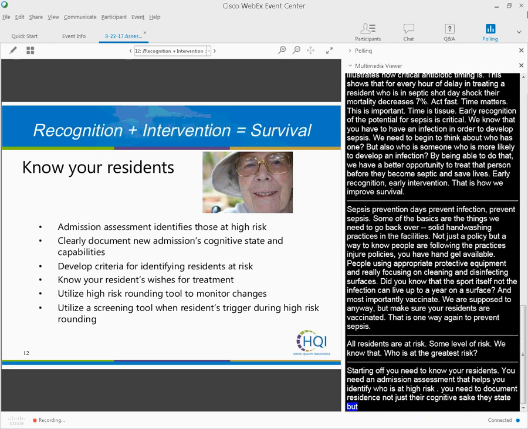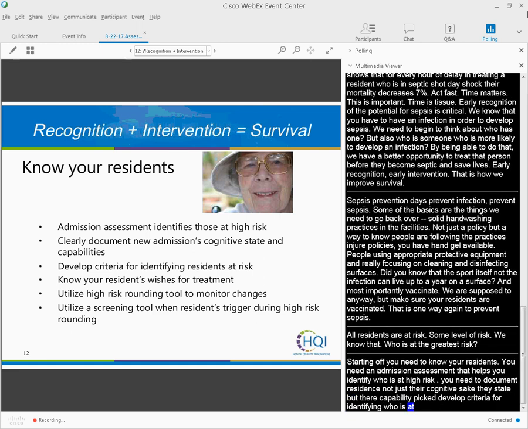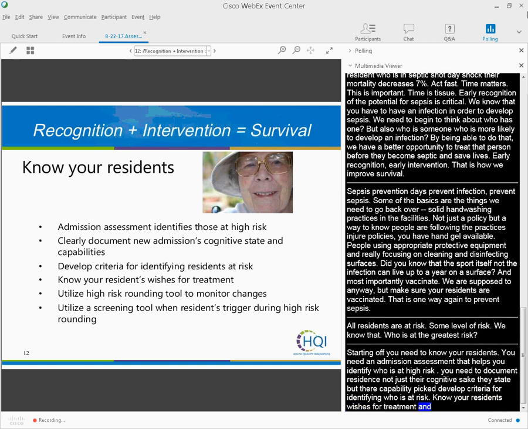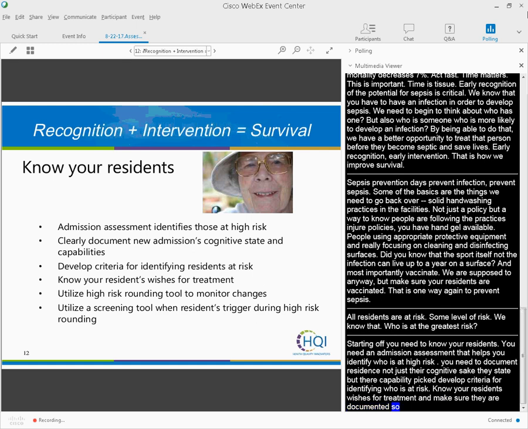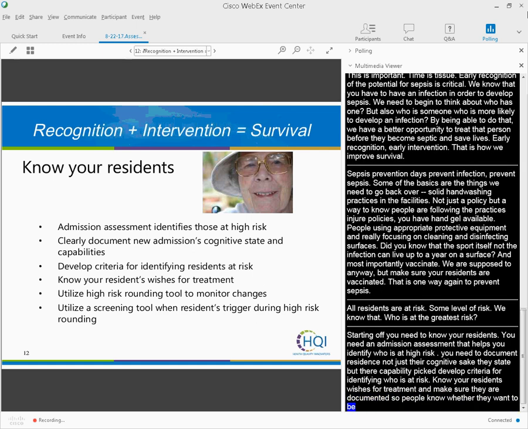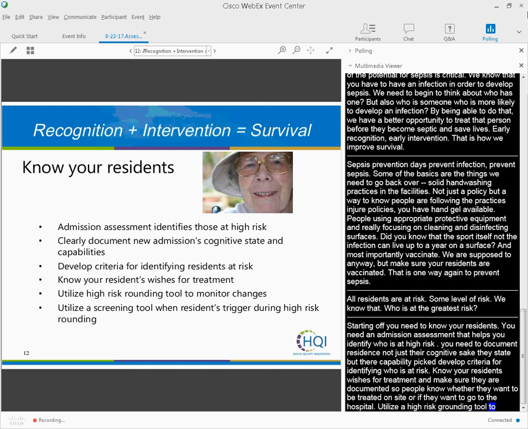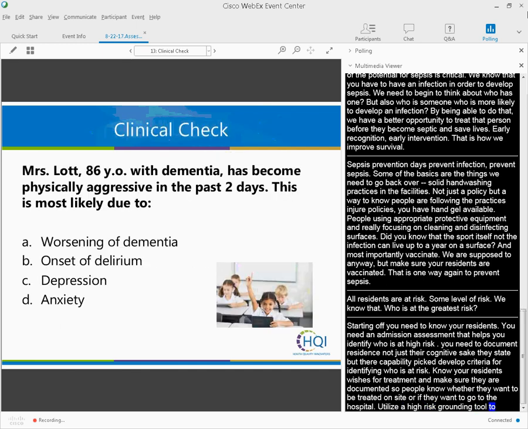Know your residents' wishes for treatment and make sure they're documented so people know whether they want to be treated on site or they want to go to the hospital. Utilize a high-risk rounding tool to monitor changes in those people who you think are at risk. And utilize a screening tool for when residents trigger your concerns.